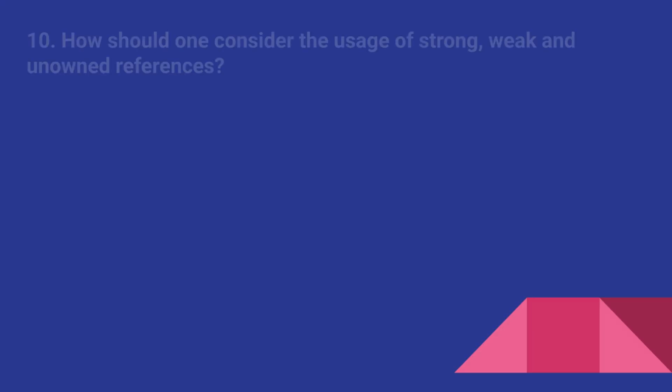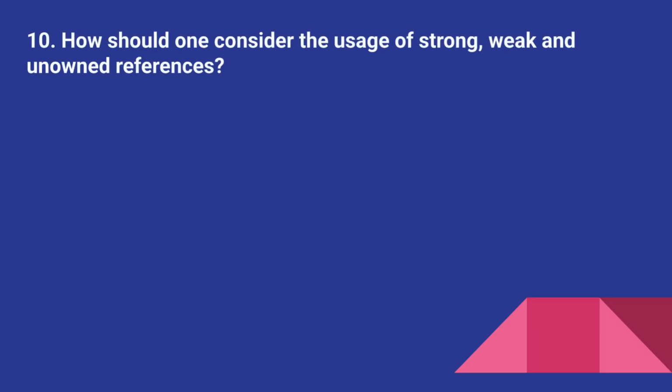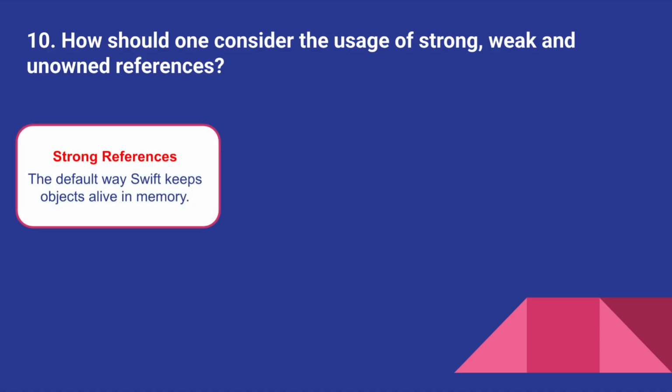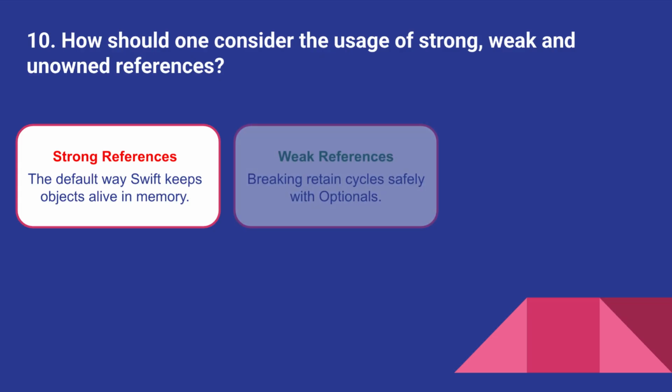Let's move on to question number 10. How should one consider the usage of strong, weak, and unowned references in Swift? To manage memory safely, Swift uses 3 types of references. The first is the strong reference. This is the default way Swift keeps objects alive in memory. Second, we have weak references. These are used to break retain cycles safely by working with optionals.